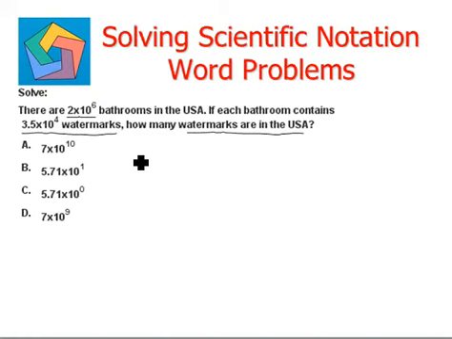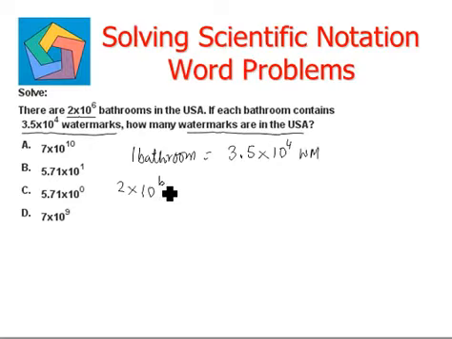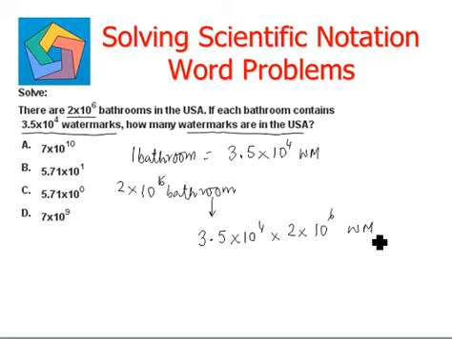So one bathroom has 3.5 into 10 to the power 4 watermarks. For watermarks we write WM. So the total of 2 into 10 to the power 6 bathrooms, and we have to find out the number of watermarks in them. This is given by 3.5 into 10 to the power 4 multiplied by 2 into 10 to the power 6. These many watermarks would be there in the USA.